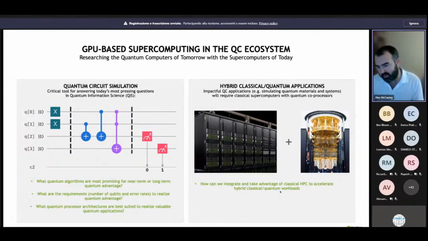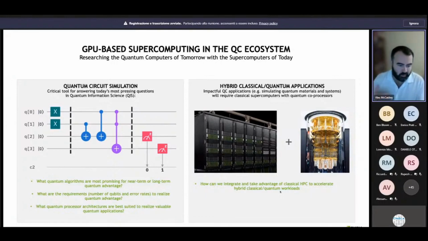There's been a number of groups out there that have obviously leveraged GPUs for this, but there's not really been a robust solution that can be dropped in to a number of different simulation backends and leverage these massively parallel distributed multi-GPU architectures. So how can we integrate and take advantage of classical HPC to accelerate hybrid quantum classical workflows?